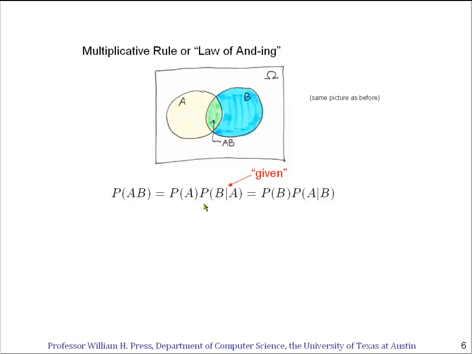Now, I could have done the argument completely the other way around using B everywhere instead of A, and then I would have gotten this form of the multiplicative rule. If you think about it for a minute, you'll see that this isn't really a theorem at all. It's really a definition of conditional probability.